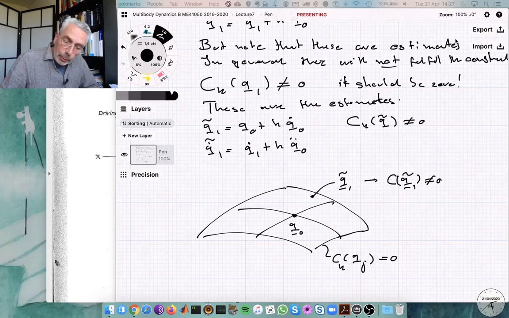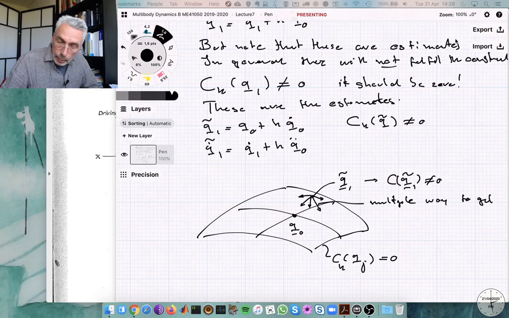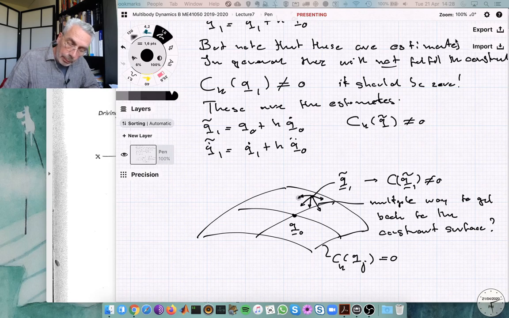Now, how do we get back to the surface? You can go like this, or like this, or like this. I mean, there are multiple ways to get back to the constraint surface. And the question is, how are we going to do that? Here, this point, this point, this point: they should all be close in the neighborhood of our estimate, of course.